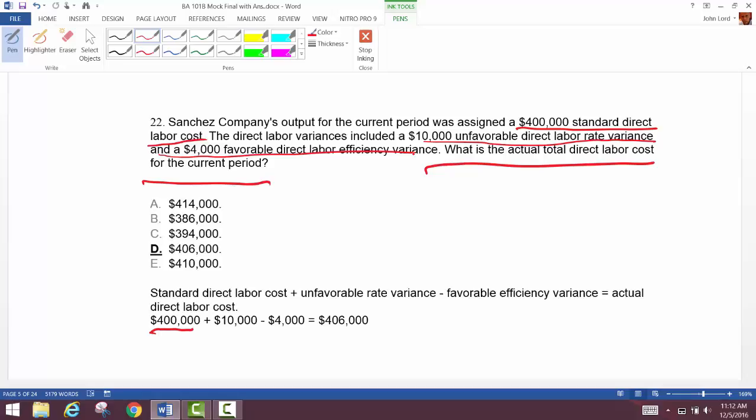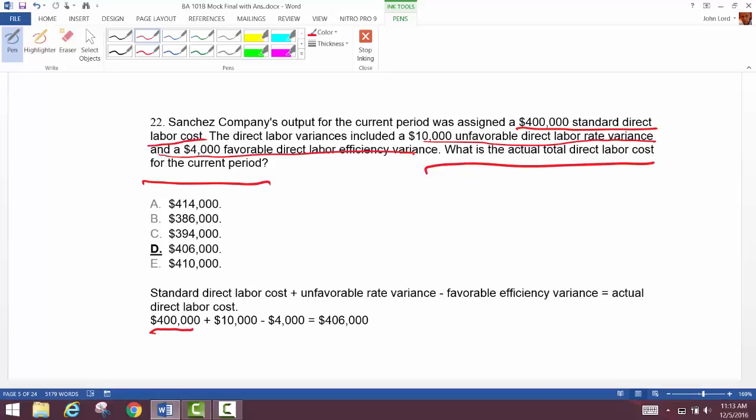I mean that the rate is the unfavorable one and the efficiency is favorable. Could it go either way? Okay, in this question, the rate variance is going to be, now I've got these backwards. 10,000 unfavorable direct rate variance. This one, the rate variance is unfavorable and the efficiency is favorable. Okay, but it could go either way.